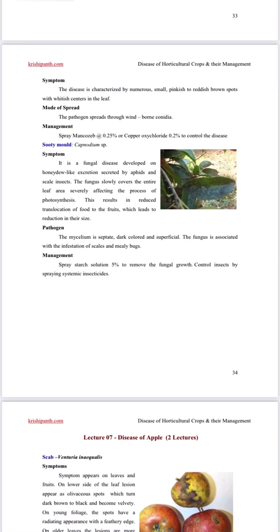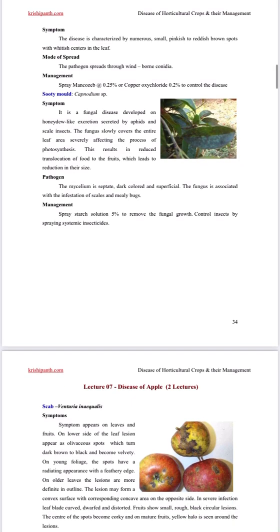The symptoms: the disease is characterized by numerous small pinkish to reddish brown spots with whitish centers on the leaf. Modes of spread: this disease is spread through wind, and as we know, this disease is borne through conidia. Management: it should be compulsory to spray mancozeb at the rate of 0.25% or copper oxychloride 0.2% to control the disease.